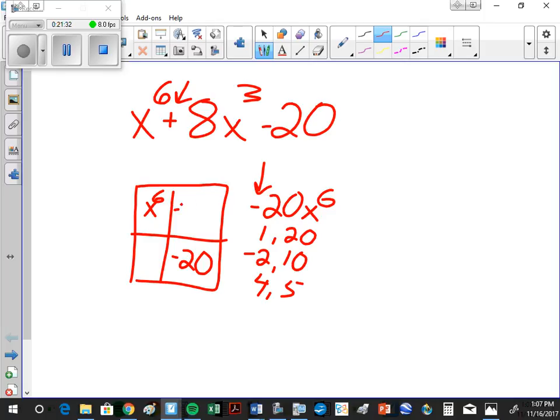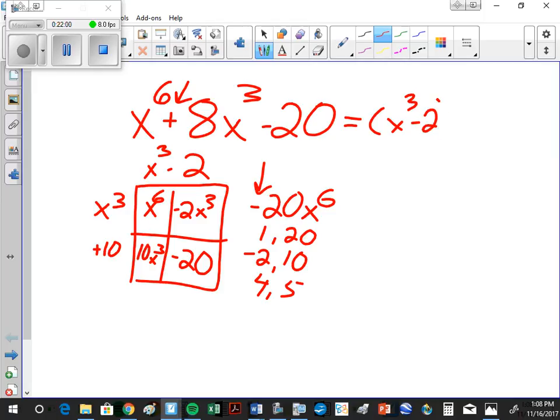But I put negative 2 x to the 3rd, and then 10x to the 3rd. What does the top row share? X to the 3rd. If I pull out an x to the 3rd, I'm left with x to the 3rd minus 2. And then down here, I get x to the 3rd plus 10. My factors are x to the 3rd minus 2 and x to the 3rd plus 10.